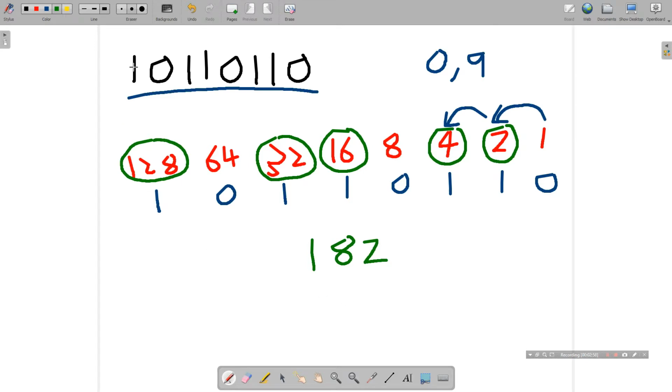The binary number 10110110 in binary is 182 in decimal.